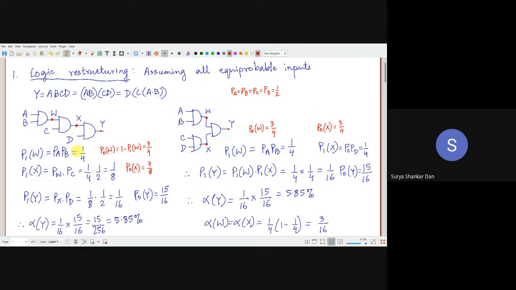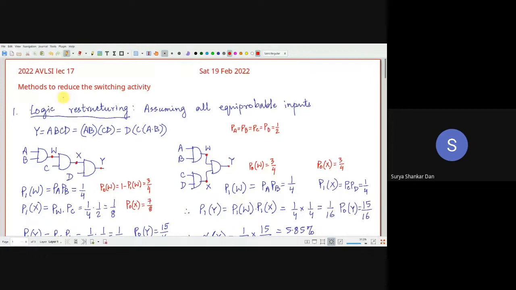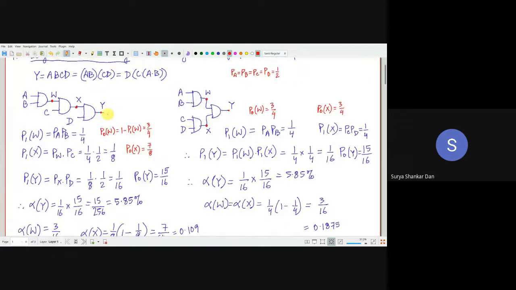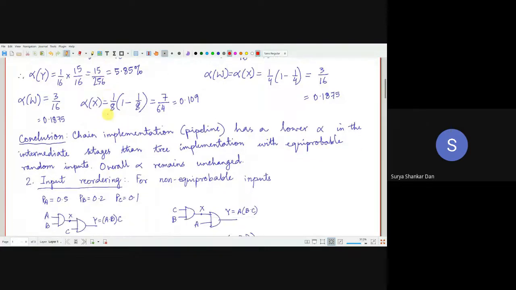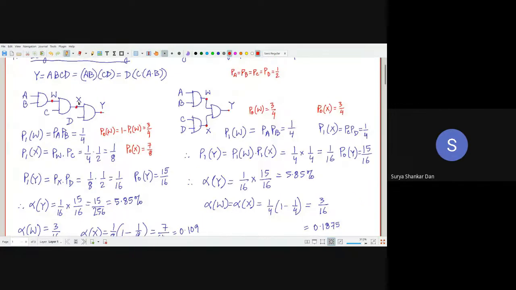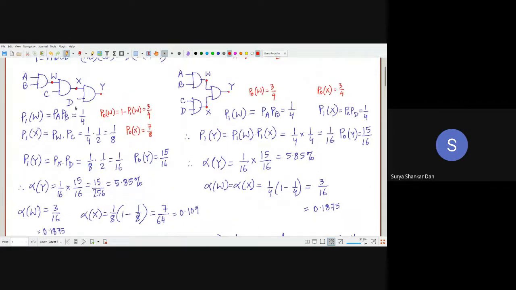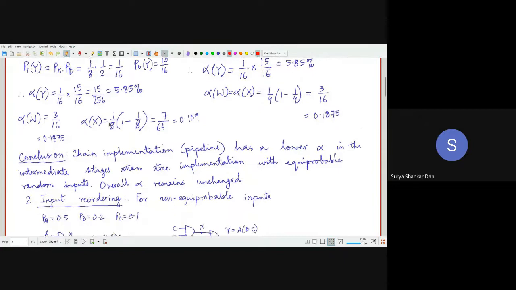Okay, very good. So the first method to reduce the switching activity is logical restructuring. Just keep in mind this conclusion, which is pretty important. Remember, the final stage alpha remains unchanged, whereas in the intermediate stages the alphas, the switching activities, will be lower. As a consequence, the total switching power consumed in the entire circuit will reduce.